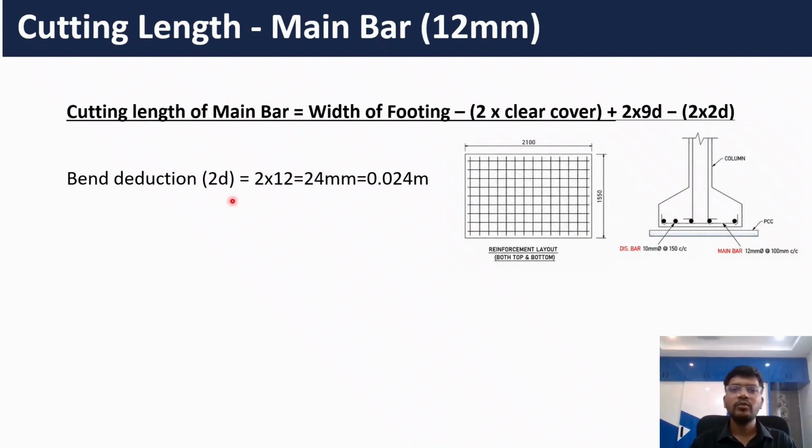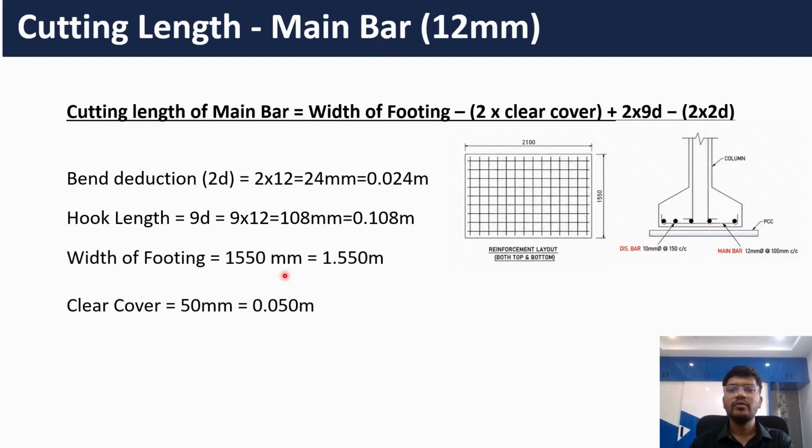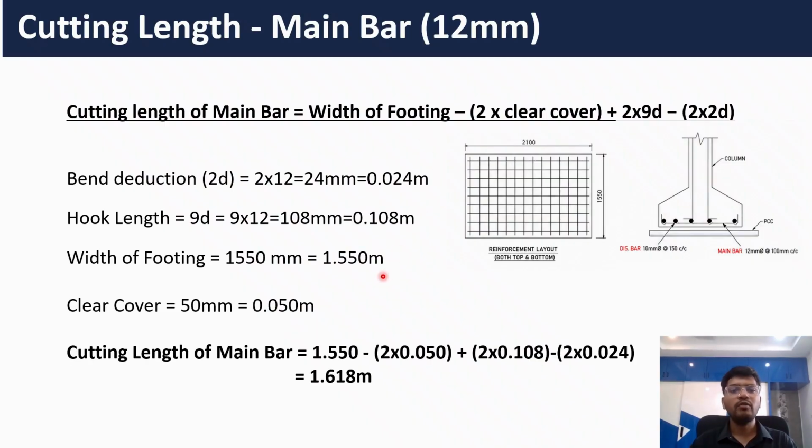So bend deduction is 2D, 2 multiplied by 12, 12 is the diameter of main bar, which is equal to 24 mm, and if you convert it to meters then it will come as 0.024 meters. And hook length is 9D, 9 multiplied by 12, which is equal to 108 mm, and if you convert it to meters then it will come as 0.108 meters. And the width of the footing is 1550 and the clear cover is 50 mm, which is equal to 0.05 meters. So substitute these four values in the given formula to get the cutting length of main bar.